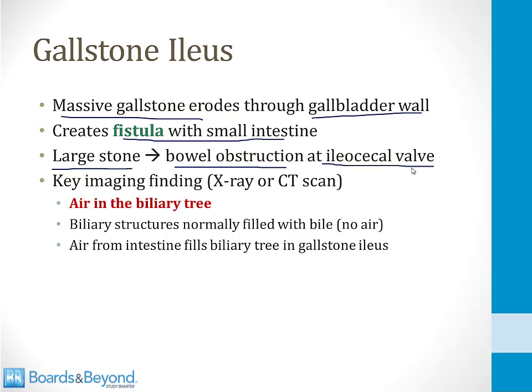The patient will present with signs and symptoms of a bowel obstruction, and the classic finding on imaging, either an X-ray or CAT scan, is to see air in the biliary tree. Normally there should never be air in the gallbladder or the biliary tree. For that to happen, there has to be a hole in the wall of the gallbladder connecting to the intestines, and that's what you have in gallstone ileus.